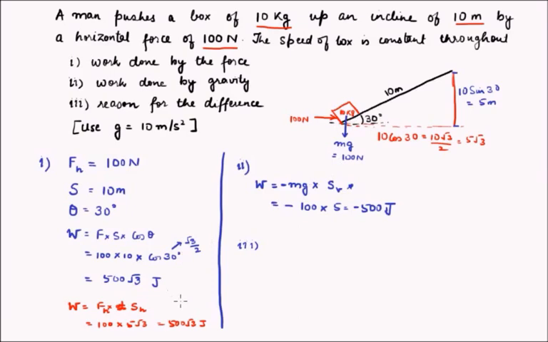So we are actually supplying 500 root 3 joules of energy. We are consuming 500 joules to overcome the gravity. Therefore the rest of the energy, that is 500 root 3 minus 500, this much joule of energy goes to overcome frictional forces.